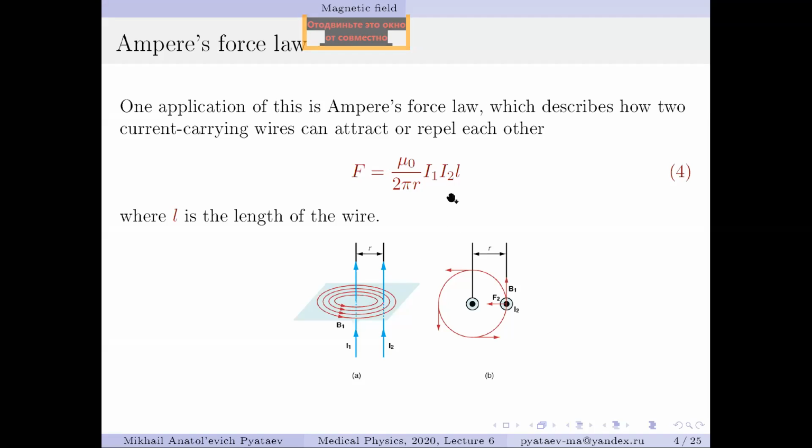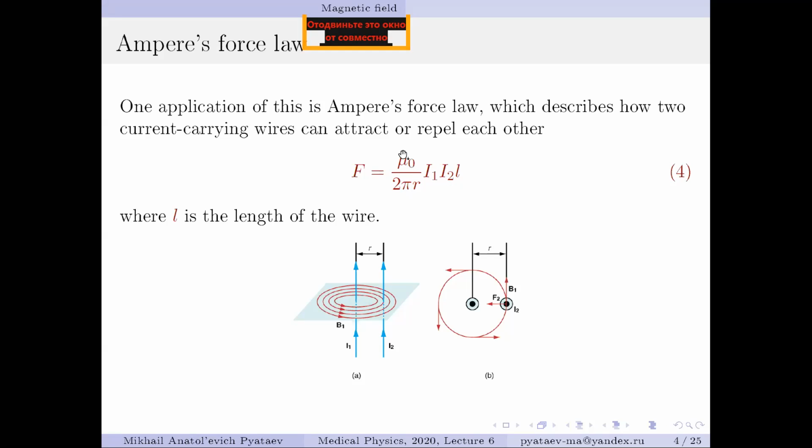force was decomposed into two factors. So first is field, and the second is force acting on second current. So field produced by first current acting on the second current.